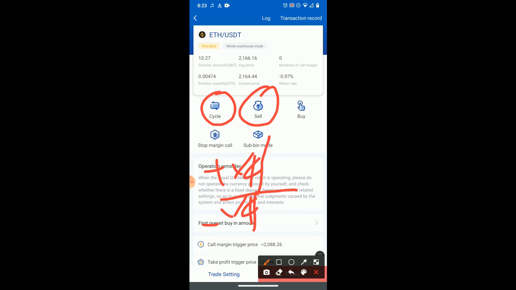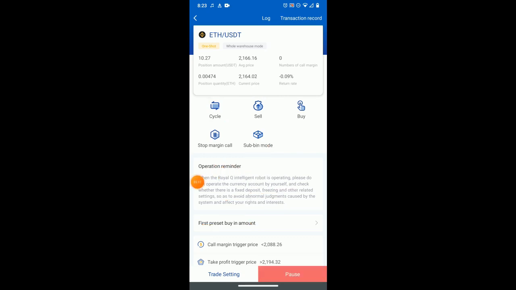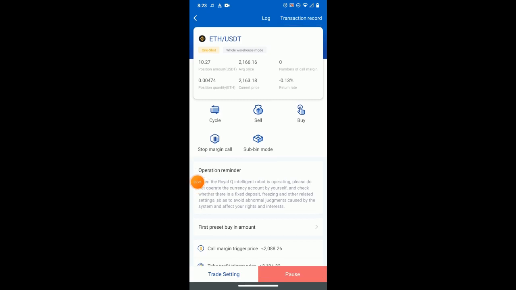That is one. But if this thing is in negative, as it is now, if you have any trade that is in negative, and you want to bring that trade up to positive, just as I've explained to you, dollar cost averaging, you will click on buy. If you click on buy, then you will be able to add money.